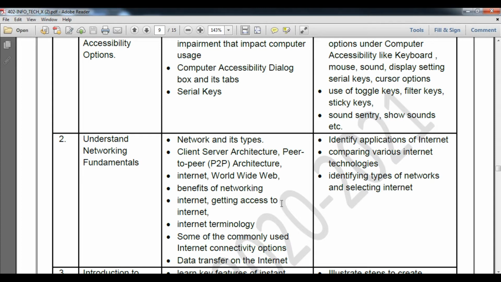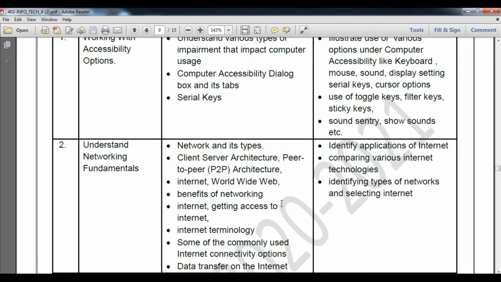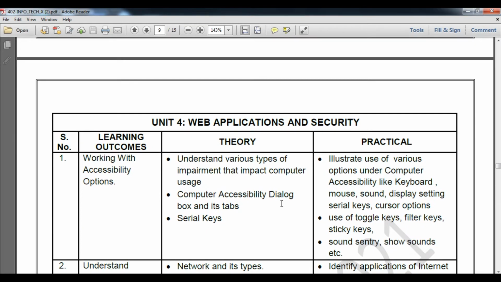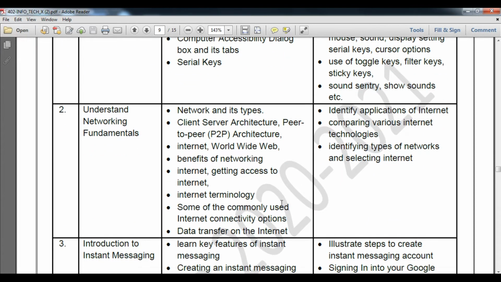In the last video, students, we covered the first learning outcome, that is accessibility options, in which we covered the computer accessibility dialog box, its tabs, and serial keys. In this video, we are going to learn the second learning outcome, that is understanding networking fundamentals, of Unit number 4. The unit name is Web Application and Security.